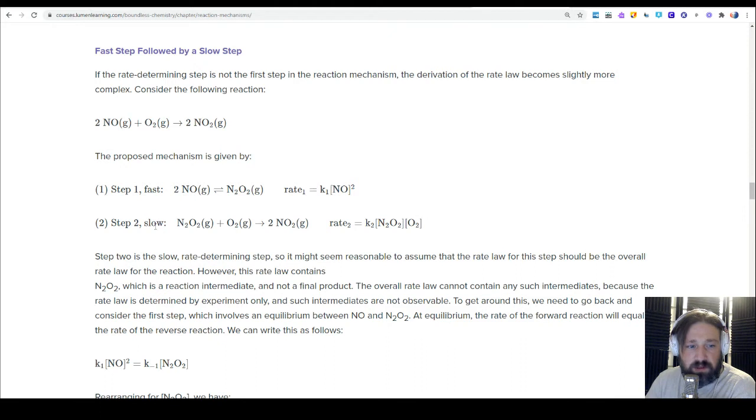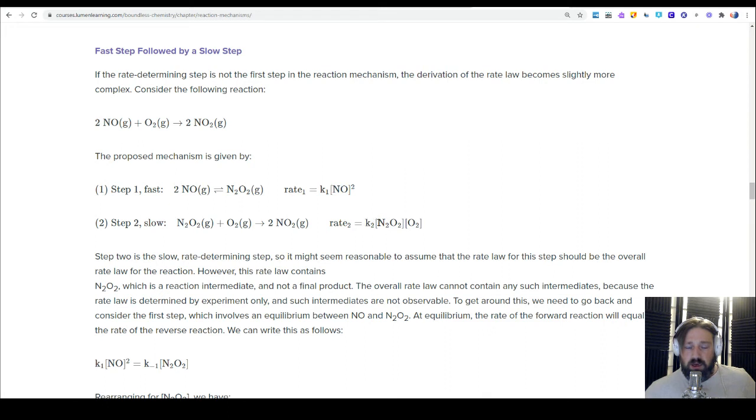Then we have the slow step. Remember, this is the thing that actually takes all the time. And here's the chemical reaction and its rate law. Again, coefficient of 1, order 1, order 1. First order, first order. Now, here's the thing. Normally, we would say, okay, this is going to be the rate law of the entire formula, of the entire overall reaction.